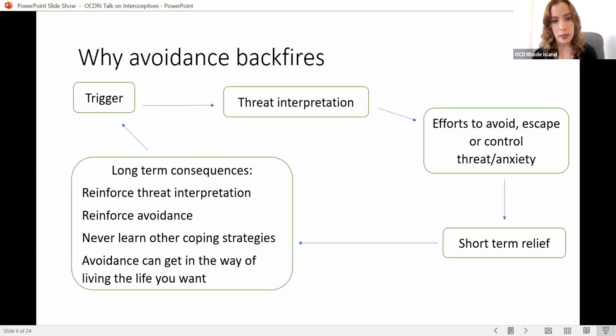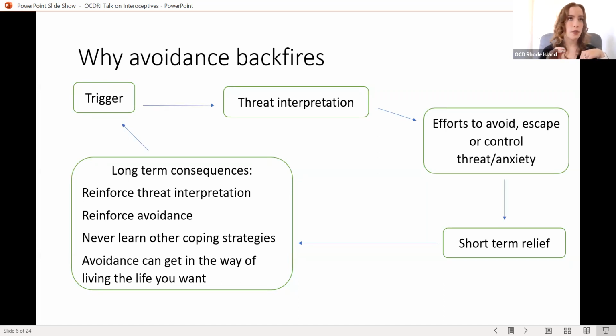Let's be perfectly clear now about why avoidance backfires. This applies to avoidance of physical sensations and avoidance of anything else that's not dangerous. So take a look at this outline here, and we'll walk through it step by step.